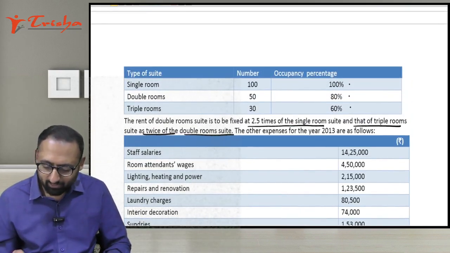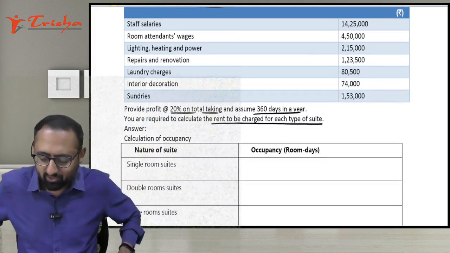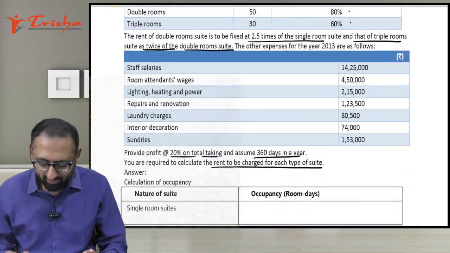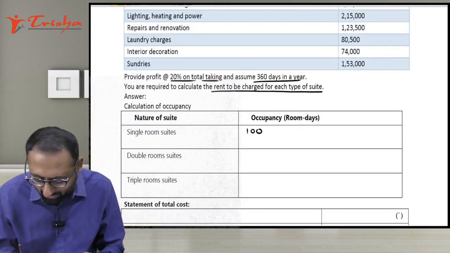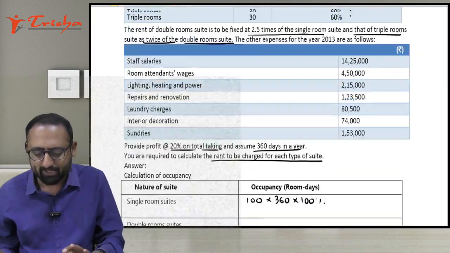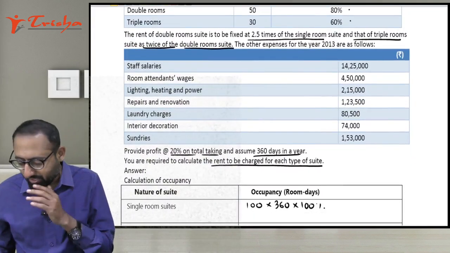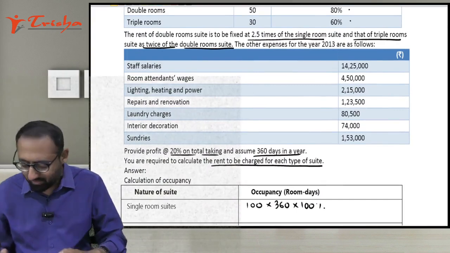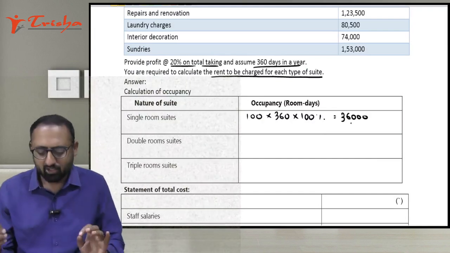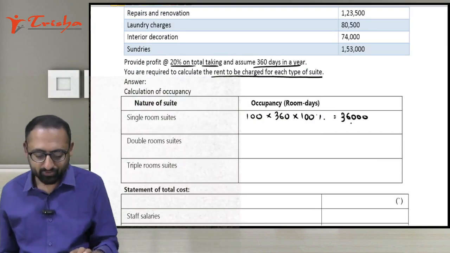Number of days given, 360 days. So let's calculate occupancy. Single room occupancy: how many single rooms are there? 100 single rooms, multiplied by 360 days, and 100% occupancy is given in the question. So 100 multiplied by 360 is 36,000 days. Single rooms are occupied, so you'll get rent for 36,000 rooms.